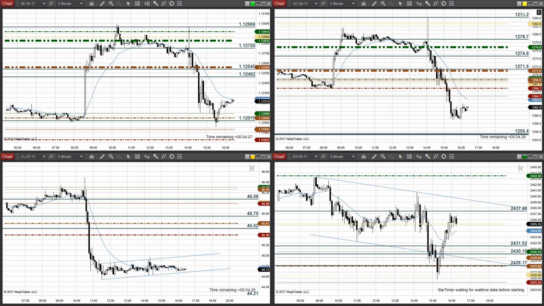Now, looking at the overall news for tomorrow, we do have a decent amount of news, but a lot of it isn't for the US. The UK is actually the one taking the spotlight for tomorrow. At 4:30 in the morning Eastern time, we have the retail sales forecasted for negative 0.8% out of the UK. At 7 o'clock for the UK, once again, the Bank of England interest rate decision forecasted at 0.25%.